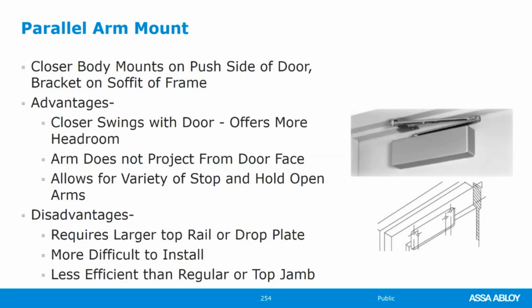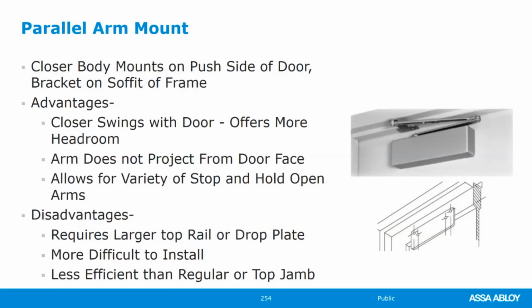The advantage, again, the arm is kind of hidden. It doesn't project. With a parallel arm, you can put some different hold open or stop mechanisms, some thumb turn hold opens or dead stop mechanisms on the closer itself. Kind of a convenience thing. The downside is if you have a glass kit or a full glass door, you might need a drop plate there for that top rail. It requires a larger top rail on the top of that door. The installation is a little bit more difficult because of the indexing of the arm and the preloading and things like that. This is less efficient than regular top jamb. This mount will lose about 25% of your efficiency of the door closer operation.